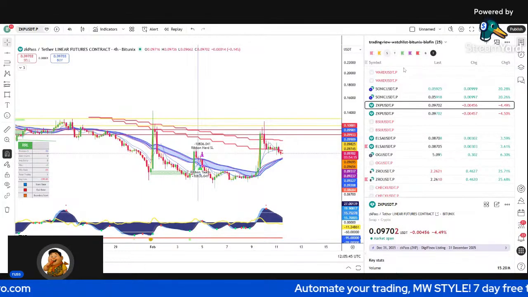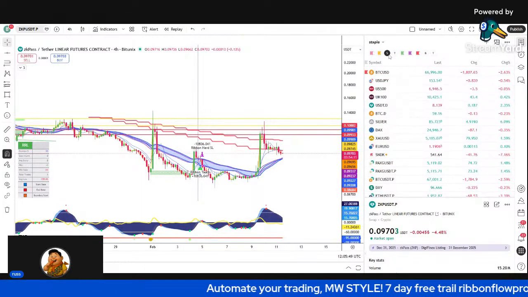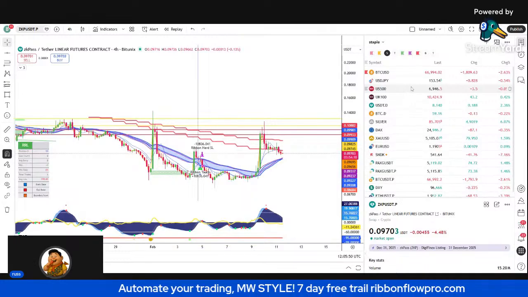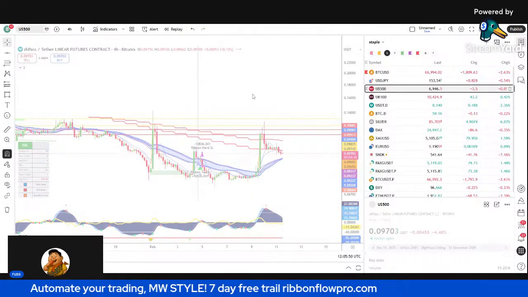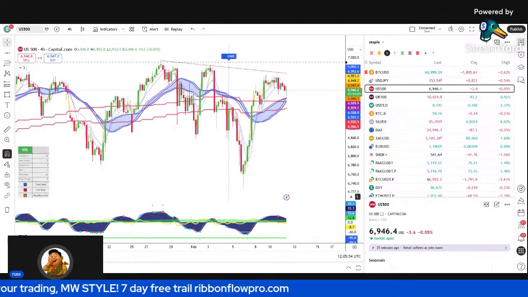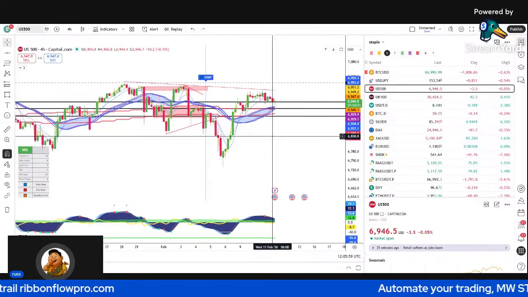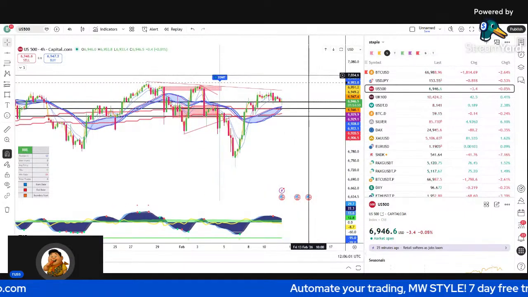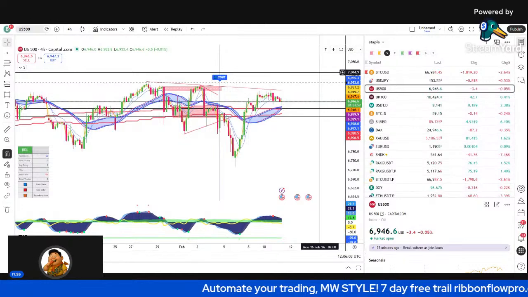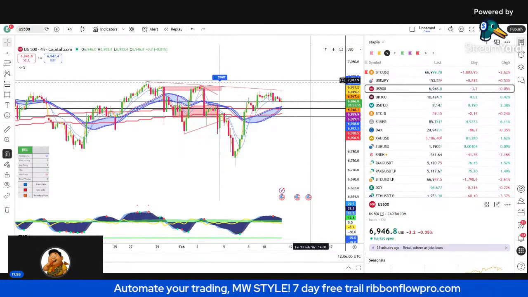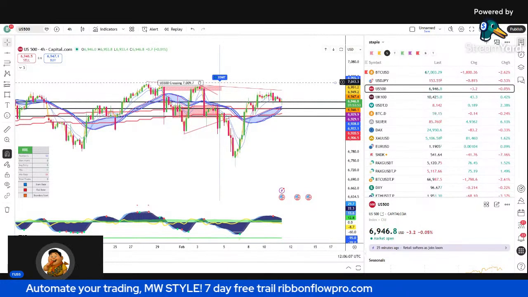Let's kick off with the traditional markets. We need to go to the US 500. We need to see what's been going on over here. Did you guys see MW's update to the MW indicator, where he's put a little box where the daily ribbon is, where the 4-hour ribbon is, and the 1-hour ribbon? I thought that was very cool.